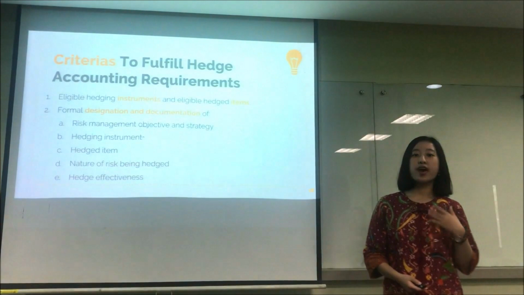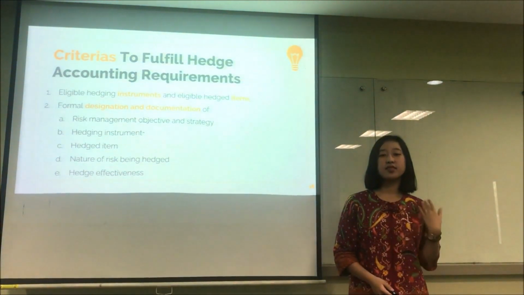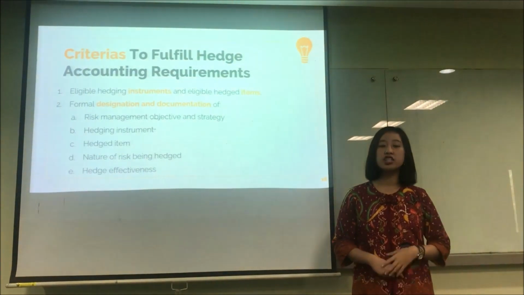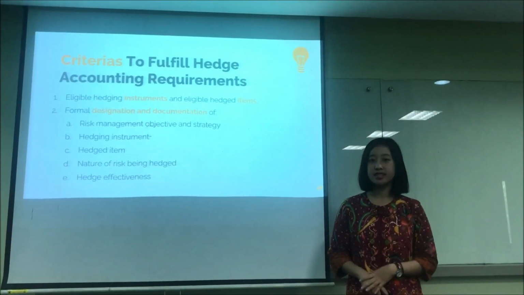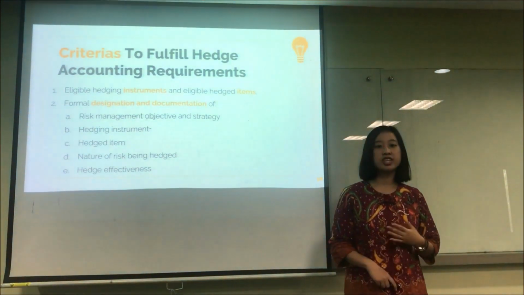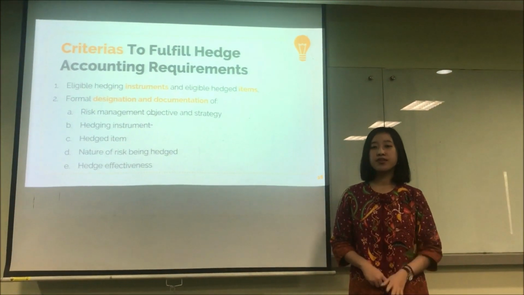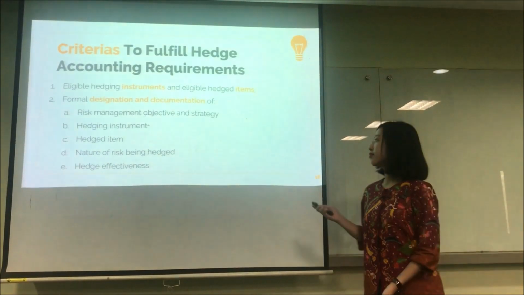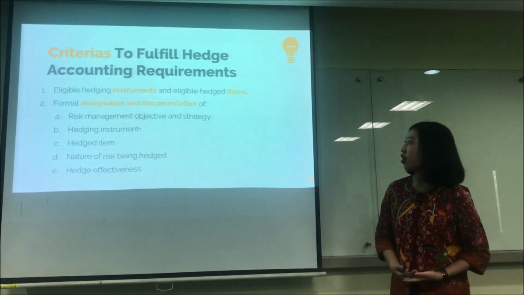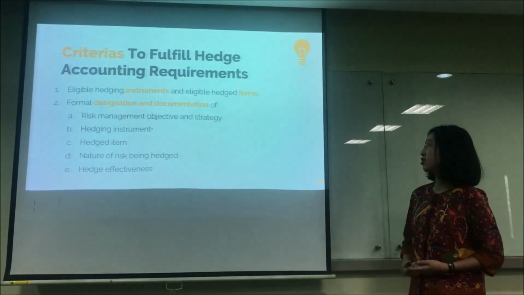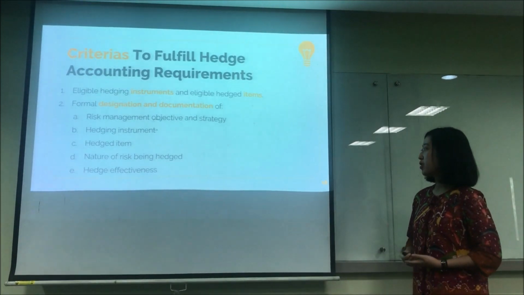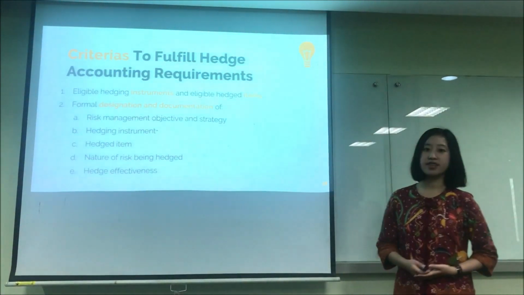And also, according to IFRS 9, from which PSAK 71 is adopted, the hedging relationship should consist only of eligible hedging instruments and hedged items. Certainly, there are changes on what is eligible for both hedged items and instruments from the previous IAS 39. The second one is formal designation and documentation of the risk management objective and strategy, hedging instrument, hedged item, nature of risk being hedged, and hedge effectiveness.